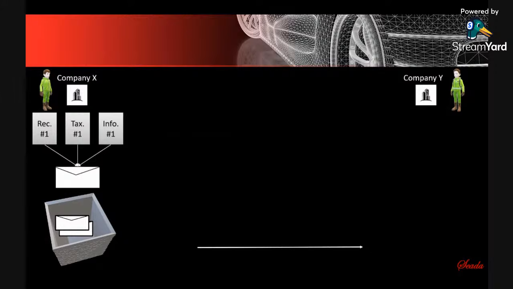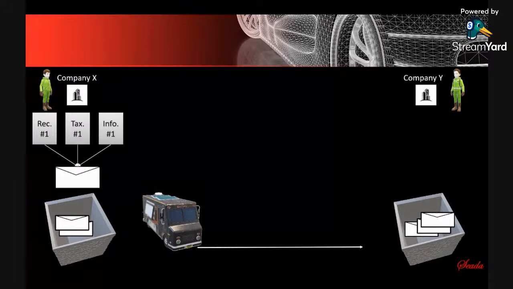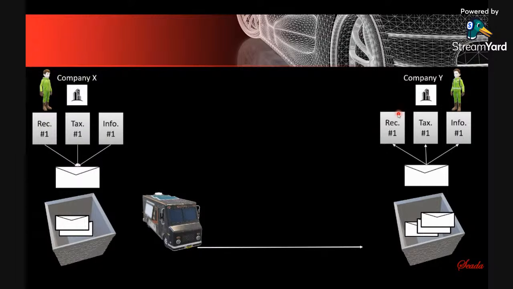Then we have a post car coming, forgive me for this shape of the car, but this car collects the letters from the company post box every morning, and then it takes these letters to the other company's post box. From this point, the employee from company Y takes the letter from here, opens the letter and gets his three documents. He makes sure: this is a receipt for payment number one, there is taxes information for payment number one, and there is the information about the product which we bought this week. Until here, everything is good.